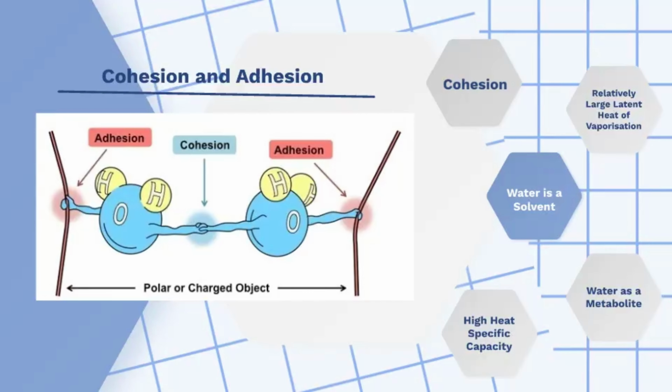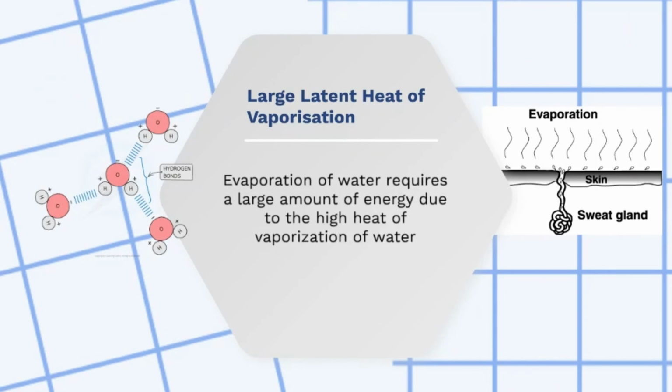I'm going to say that again. Large latent heat of vaporization. Again, unfortunately, you need to learn the official term. What this means in normal English is that when water evaporates, it provides a cooling effect even when there's a small amount of water.